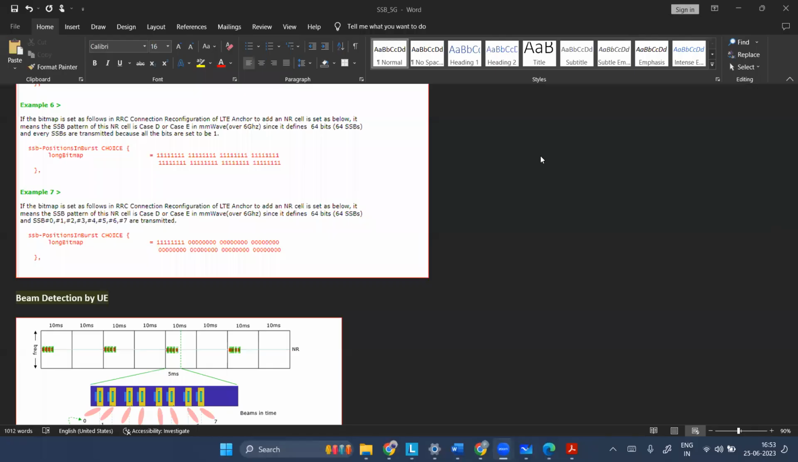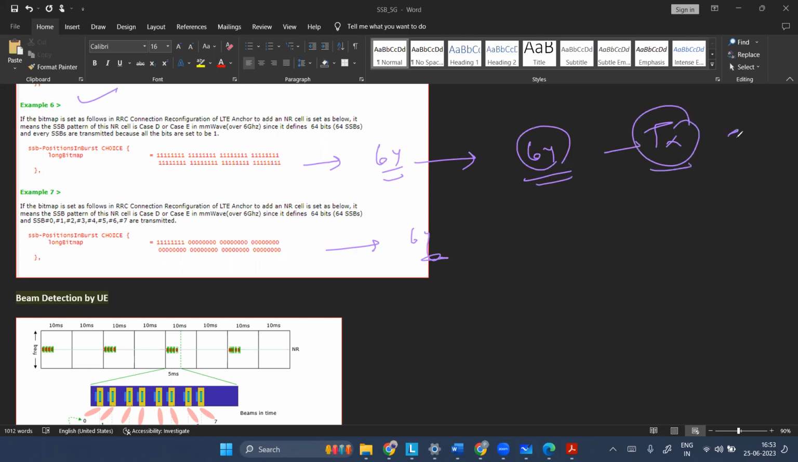Coming towards the next example, that is of long bitmap, which again comes under your FR2, right? This is showing 64 SSBs. In example 6, all bits are 1, which means all 64 SSBs are transmitted from the gNodeB. And this is example 7, where you can see the starting 8 bits are 1, which means out of 64, only 8 SSBs are transmitted.